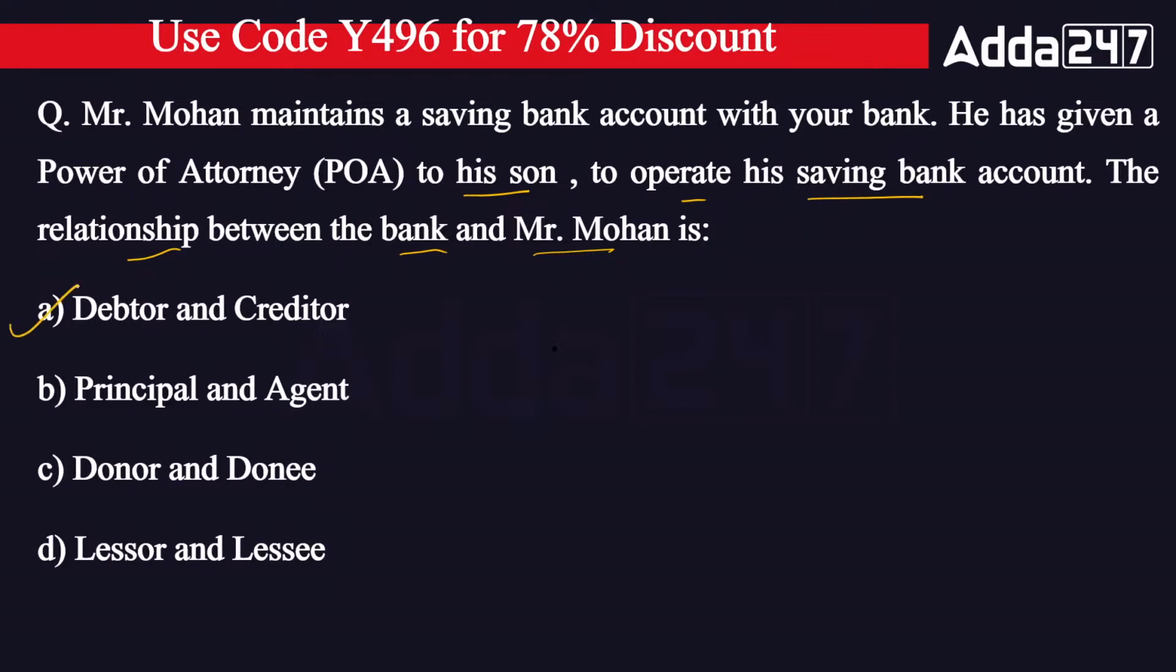Very good, it will be A. Bank will be your debtor because the bank is receiving deposits, and Mr. Mohan will be the creditor because he is depositing money. In case the bank is giving a loan, the relationship will be a creditor-debtor relationship.